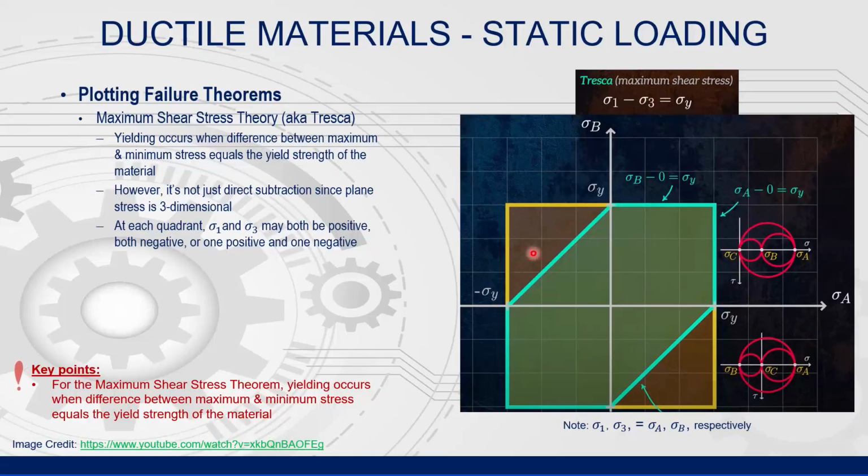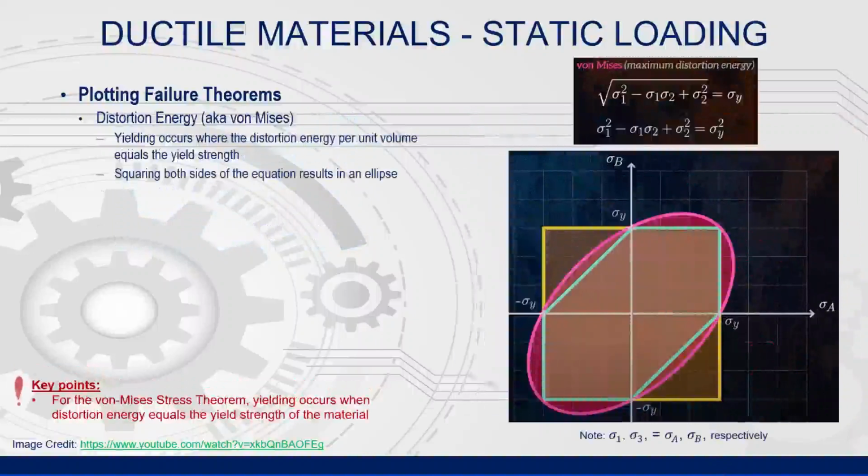the so-called failure zones. The von Mises theorem is a further refinement beyond the other two theorems we've already considered. This concept is based on the hypothesis that yielding occurs when the distortion energy equals or exceeds the yield strength of the material. Distortion energy is the energy stored in a material due to changes in its shape under applied stress. This theorem most closely aligns with experimental data.